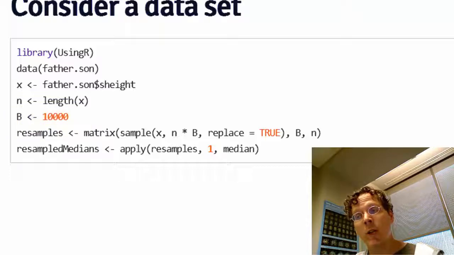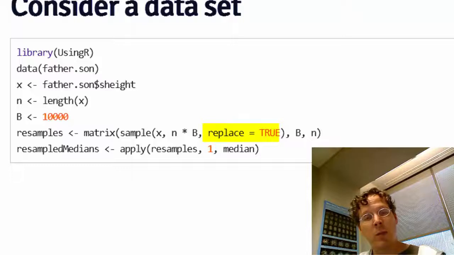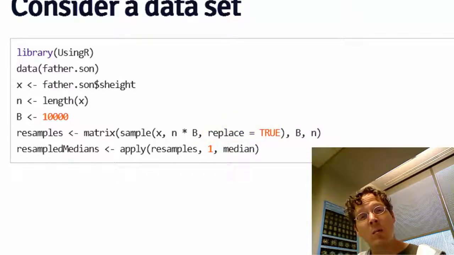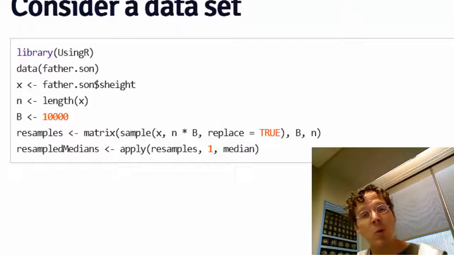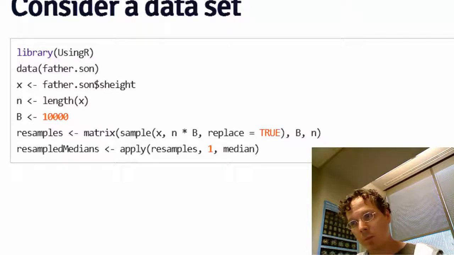So what I'm going to do now is the sample command. When I say sample X, that means draw from X N times B numbers of resamples, where in every case, because I put replace equals true, every time I take an observation, I take a son's height out of the bag, I put it back in. Okay? And so what is this? This is simulating from an empirical distribution defined by our data that puts probability 1 over n on each observed data point. This is called the empirical distribution.